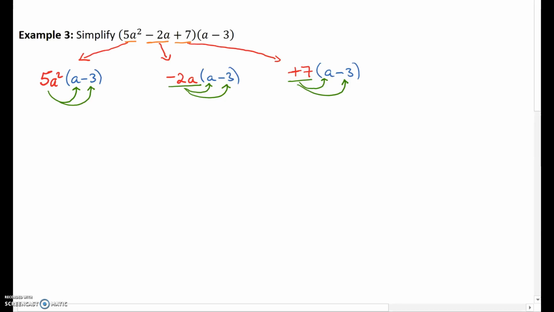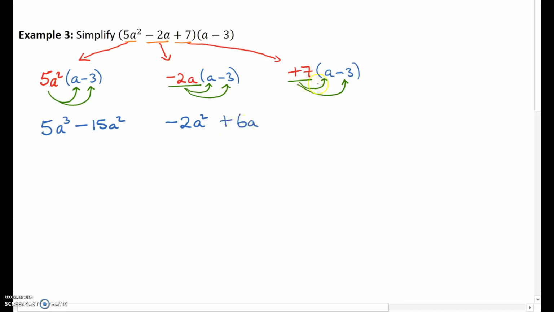Let's go from there. So 5a squared by a, it's the same variable, so 5a squared by a is going to be 5a cubed. 5a squared by negative 3, it's a plus by a minus, so it'll be minus 3 5s are 15a squared. Now move on to the second piece. Negative 2a by a. Negative by a positive is negative 2. A by a is a squared. Negative 2a by negative 3, minus by minus, is plus 2a by 3 is 6a.